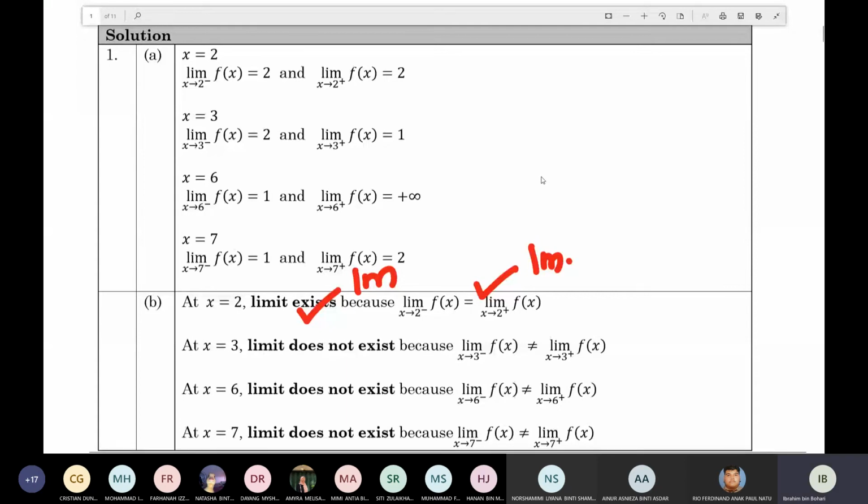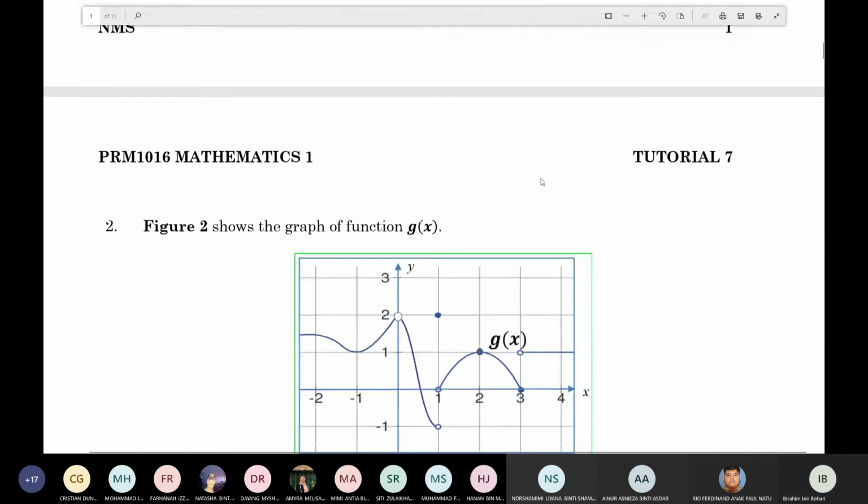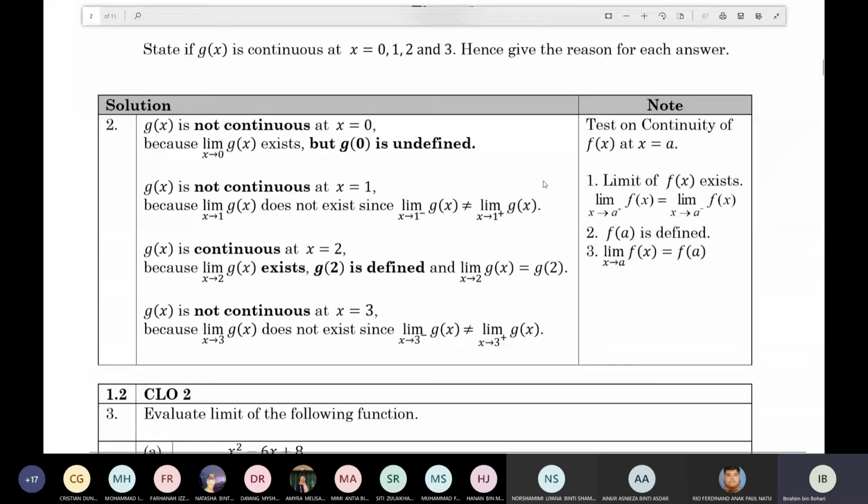Okay, settle question 1A, 1B, question 2. Question 2 pun sama. You all check jawapan. Question 2 here, function g(x) continuous at x equal to 0, 1, 2, 3, and give the reason. Ini pun sama. Correct answer, continuous, not continuous, 1 marks. And reason here equals to 1 marks.